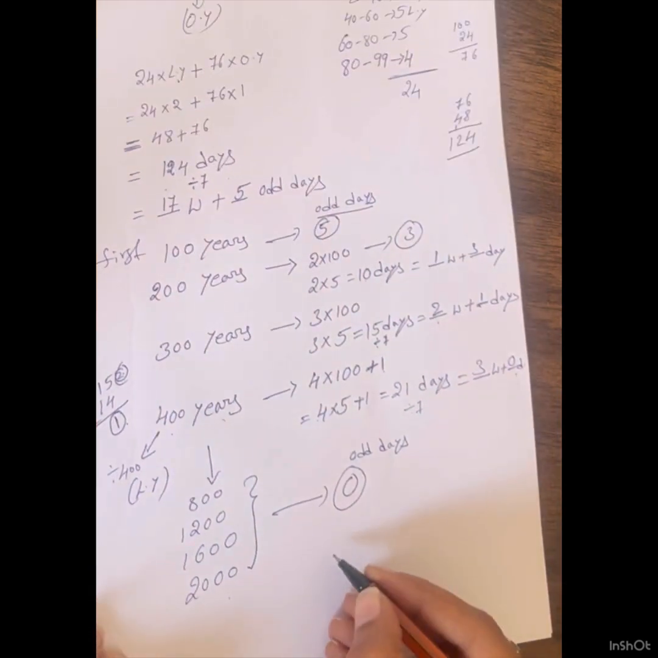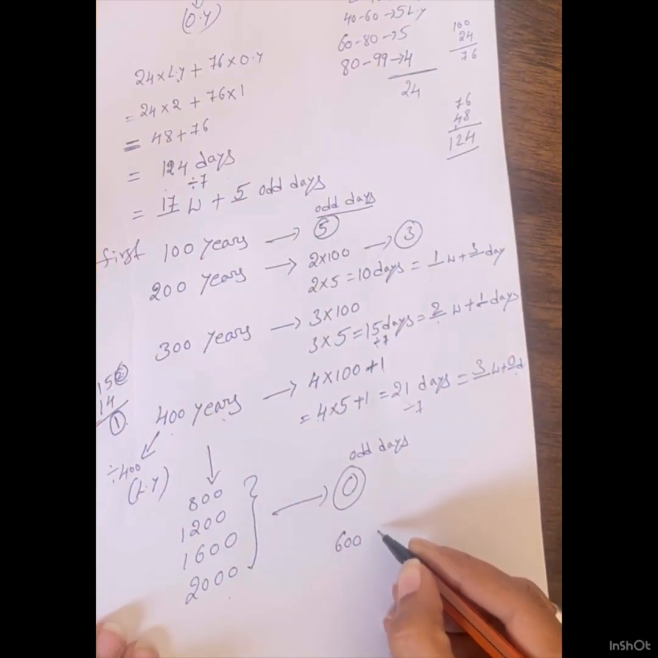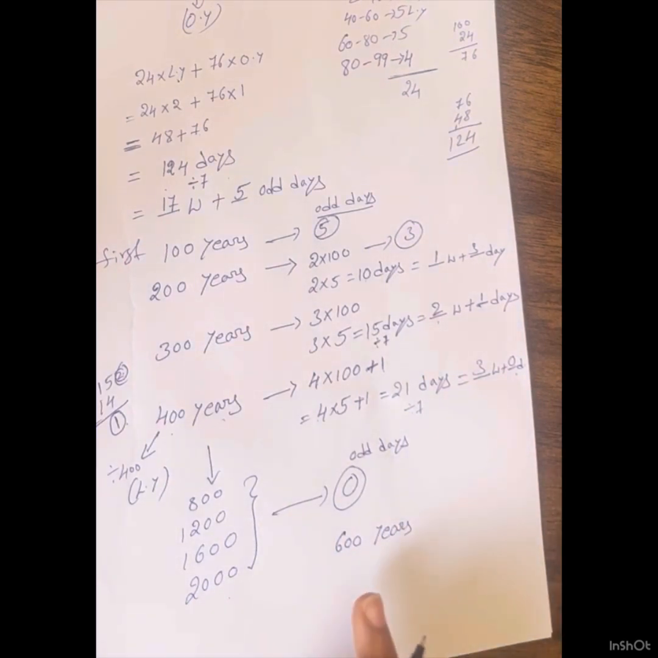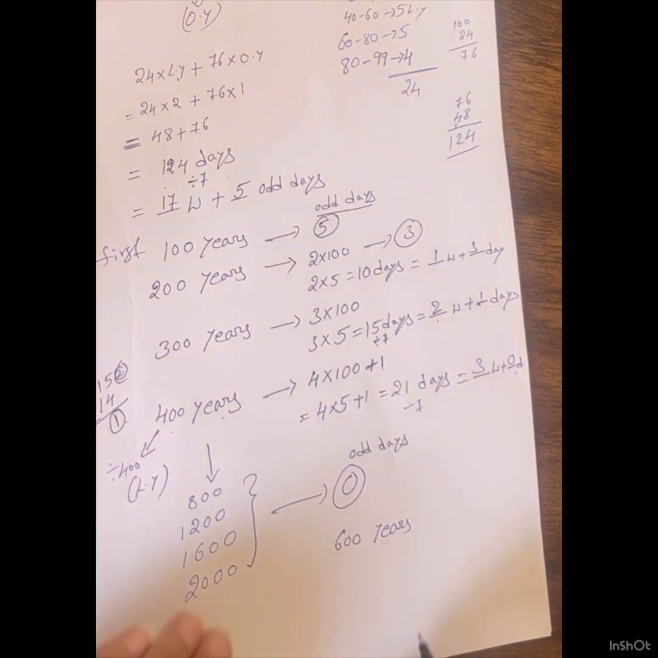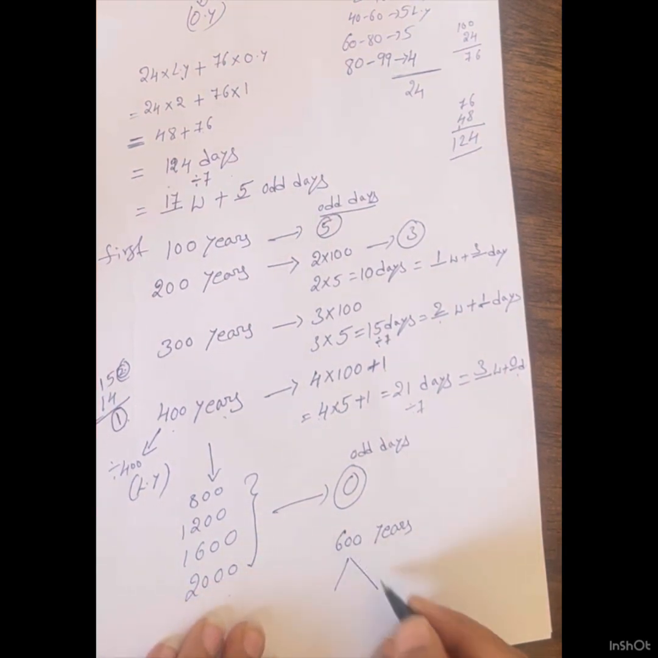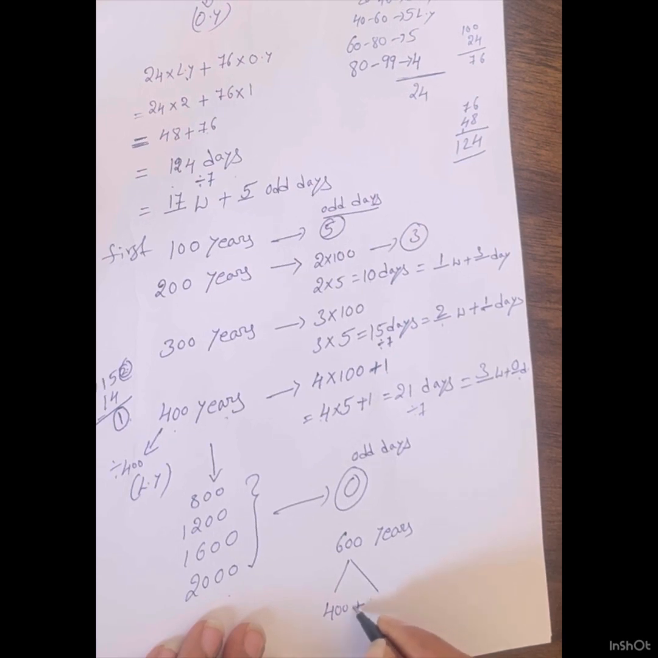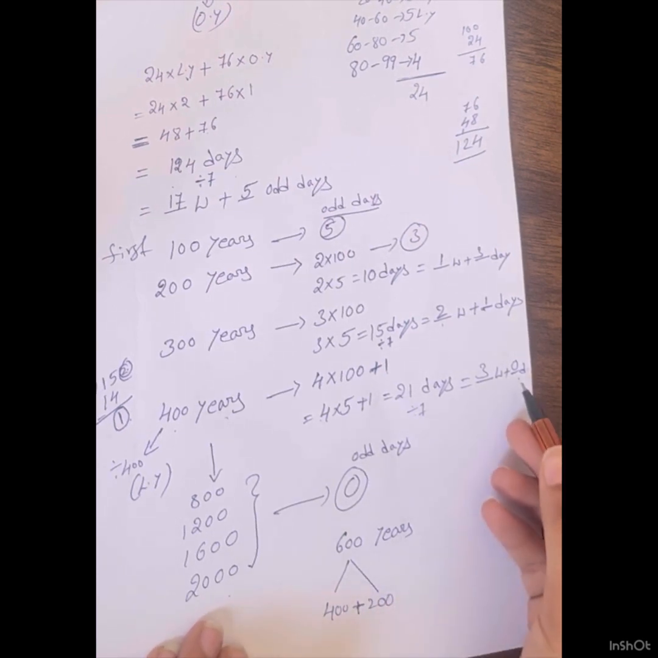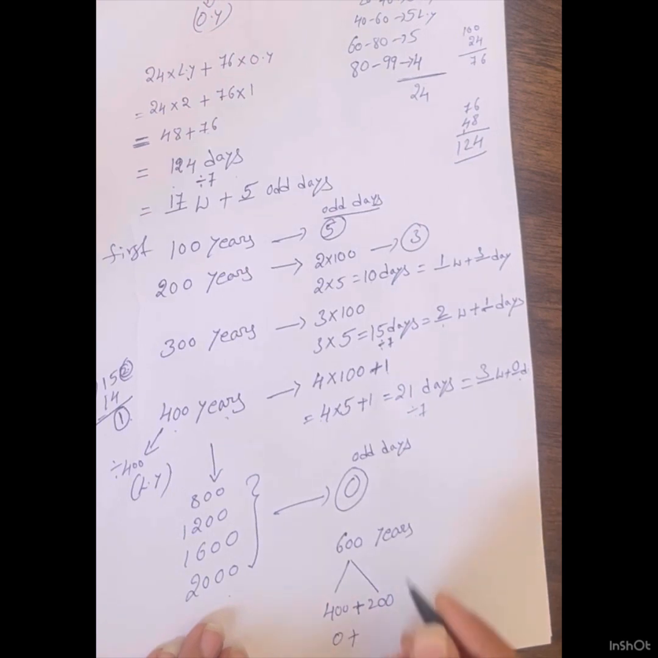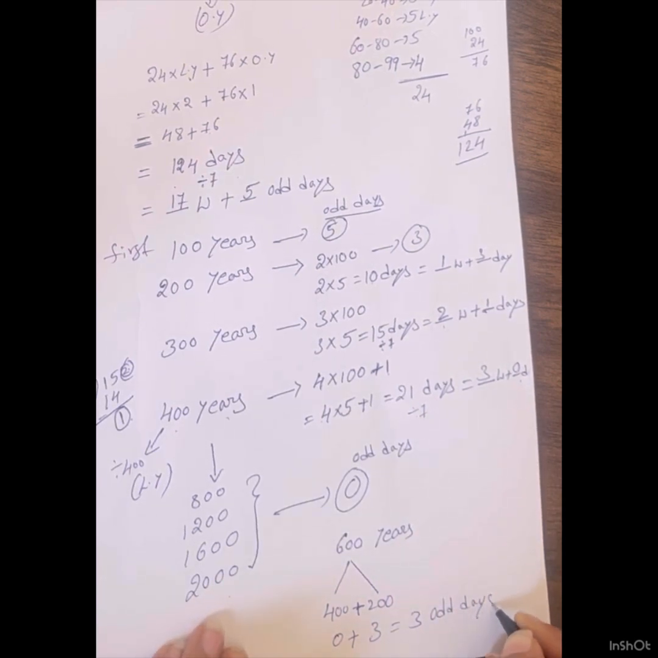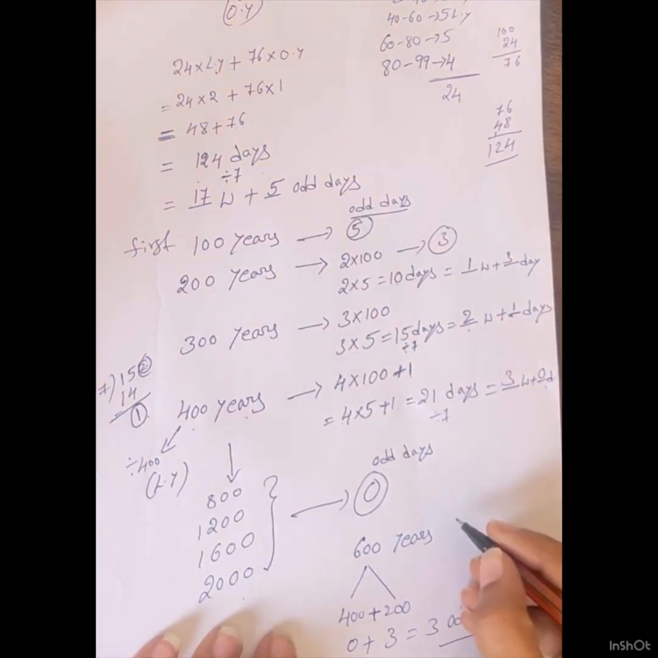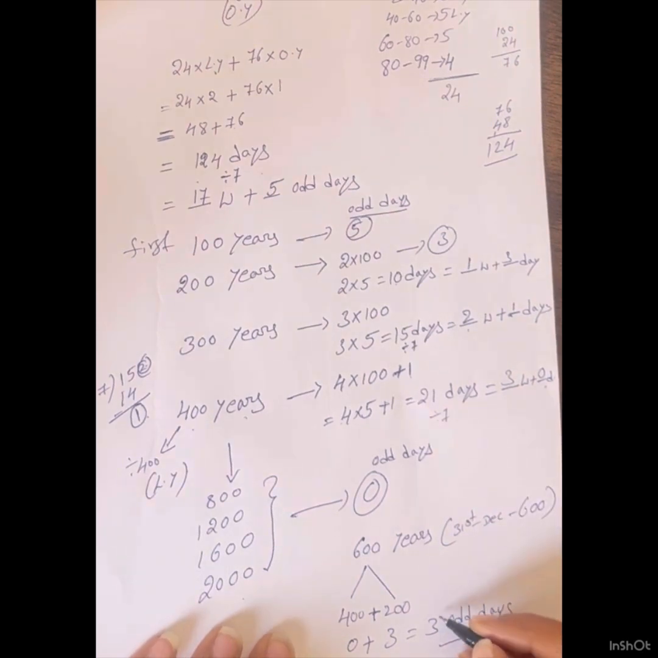Okay, coming to next, if in case we are trying to calculate the odd days for 600 years, it is very easy. First split it: 400 plus 200. 400 is nothing but 0 odd days, plus for 200, 3 odd days. So for 600 years, 3 odd days will come finally. So on 31st December, the 600th year represents the 3 odd days, which means this is Wednesday.